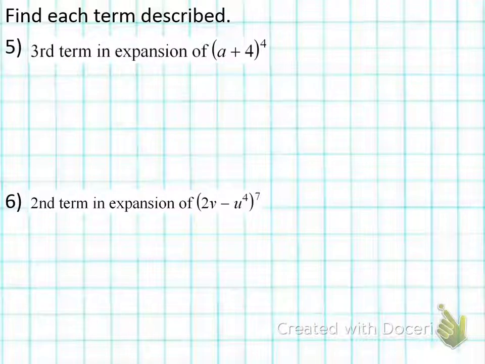Find each term described. Okay, so look at number 5. So this is actually easier than what we've been doing because it's asking for a specific term. You just have to know the strategy to get the right answer, because if you get the wrong term, it's the wrong answer. Okay, so first we got to read the question. It says, find the third term in the expansion of a plus 4 to the fourth. Okay, so it's asking for the third term of the expansion of a plus 4 to the fourth.